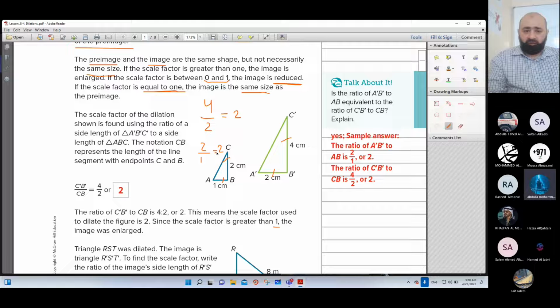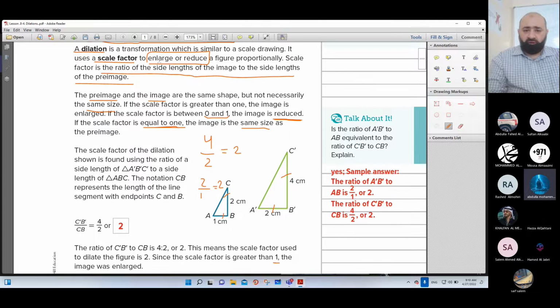we have here two kinds. We have enlarge or reduce. Enlarge means the image is greater than the pre-image. The name of this operation is enlarge. This is when the scale factor is greater than 1. As you see here, it is 2, which is greater than 1. And if the image is less than the pre-image, the name of this operation is reduce.